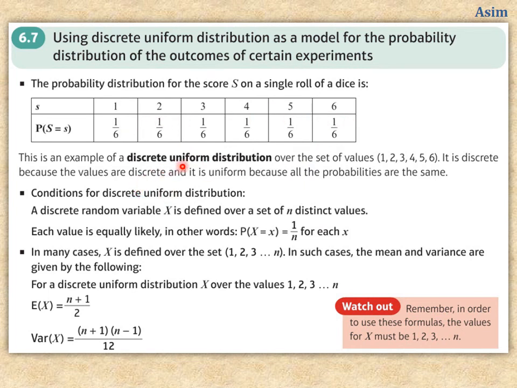When your distribution is uniform, you don't have to use that big formula to find expectation and variance. There's a simple formula, but it can only be applied for uniform. First, point number 1, it should be uniform. All probabilities should be the same.